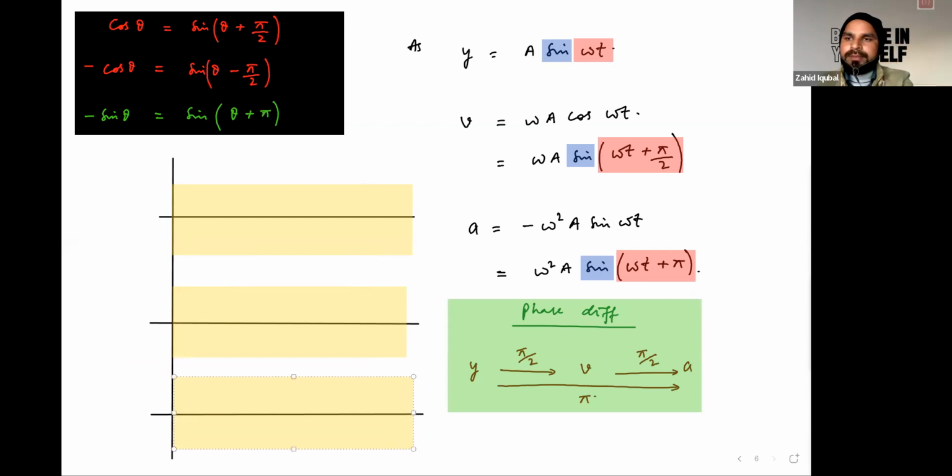Let me just draw it. In case of displacement, we have sine function. So its curve will be like this. 0 to maximum, then 0, minimum, then again 0 to this point. So this is one complete wave related to this part.